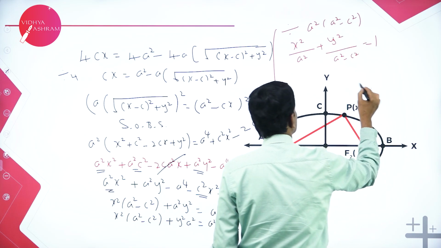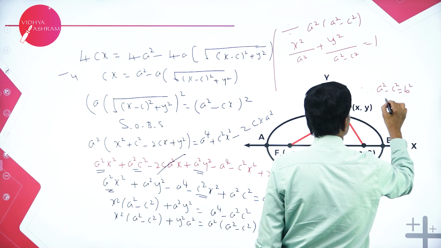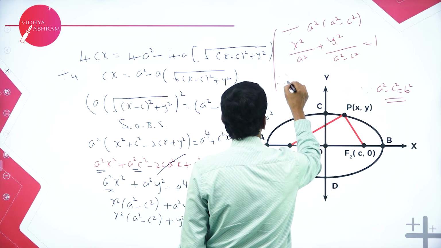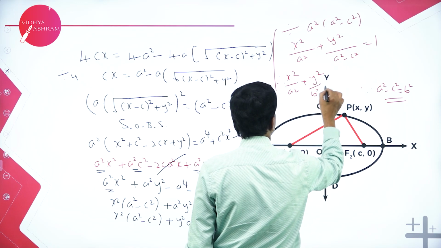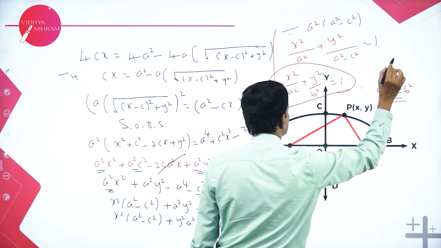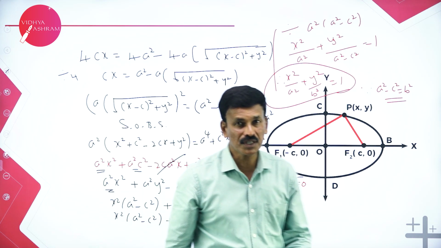Since we know the relation a square minus c square is equal to b square, therefore this is x square by a square plus y square by b square is equal to 1, the equation of the ellipse. That's it. Okay. So a very simple derivation and very important.